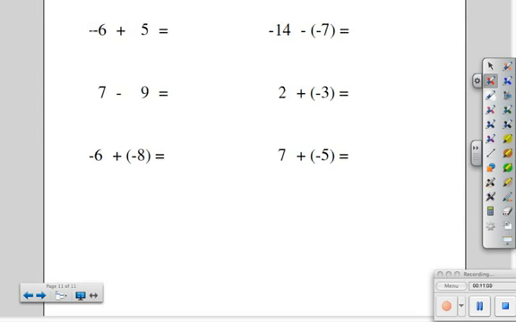Here are your 6 problems to try for homework. Again, just like in the previous problems, the parentheses only mean to separate that negative from the center symbol. So it doesn't mean to use those first, to do -7 or -3 or -5 or -8 first. It just is separating that negative symbol around those numbers from the center symbol.